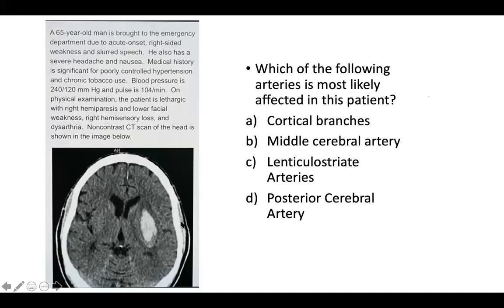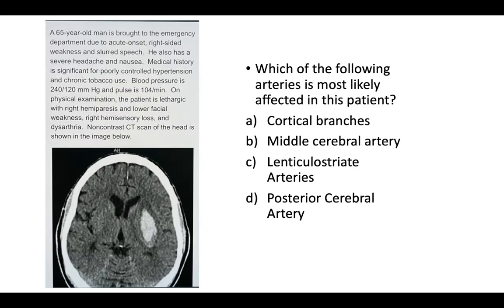Okay, now the last scenario. A 65-year-old man is brought to the emergency department due to acute onset right-sided weakness and slurred speech. He also has a severe headache and nausea. Medical history is significant for poorly controlled hypertension and chronic tobacco use. Blood pressure is 240 over 120 millimeters of mercury, and pulse is 104 per minute.